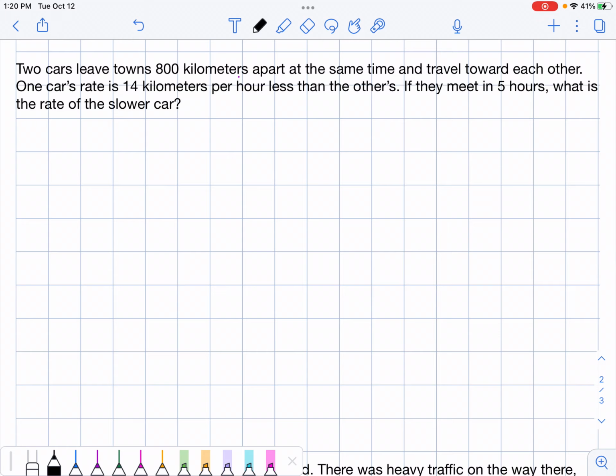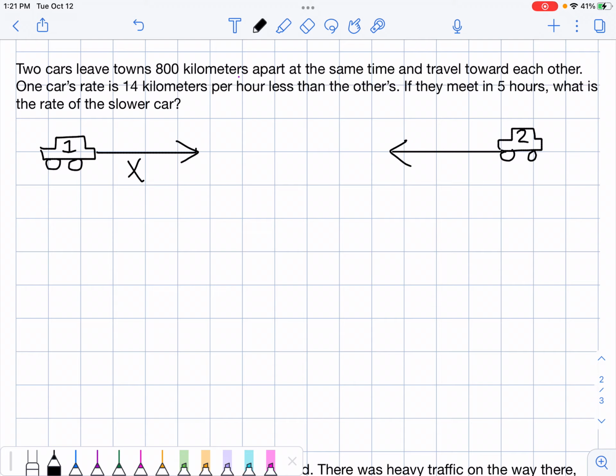Two cars leave towns 800 kilometers apart at the same time and travel toward each other. Okay, so here's my car. This guy is going this way. And here's my other car, and this guy is going this way. One car's rate is 14 kilometers per hour less than the other car's. Okay, so it doesn't tell us what our rates are. So let's say we'll call this car 1 and car 2.